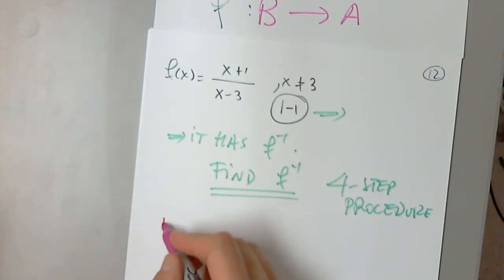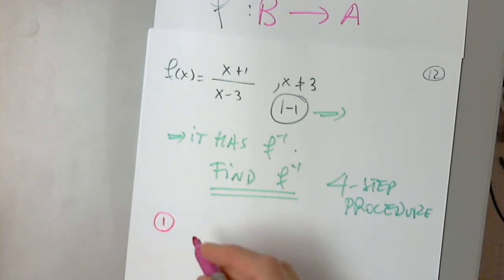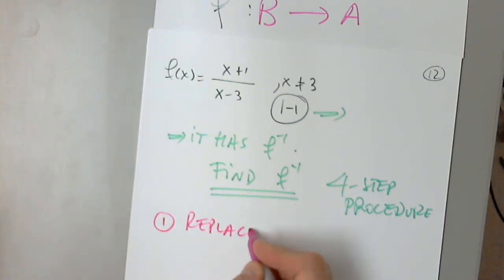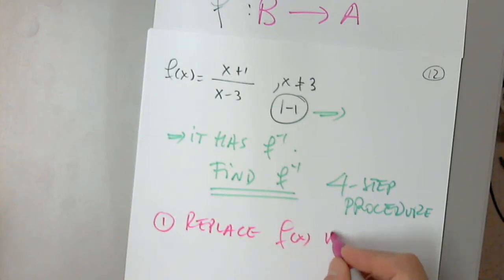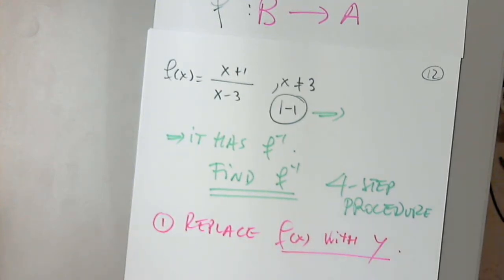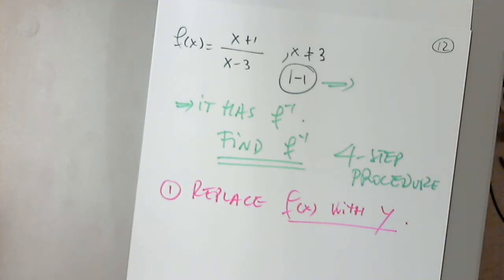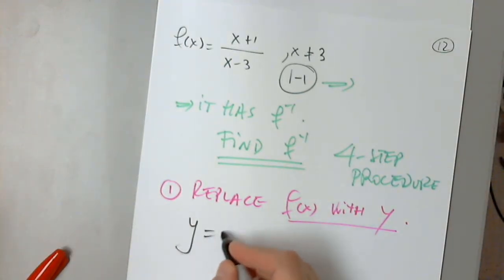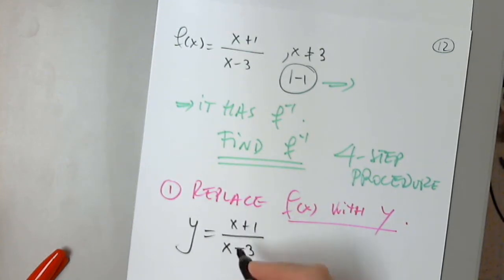Okay, step number 1, replace f of x with y. Am I allowed to do that? If they are the same, I'm allowed to do it. If they're not the same, I'm not. Are they the same? Sure. Of course. So y equals (x plus 1) over (x minus 3).